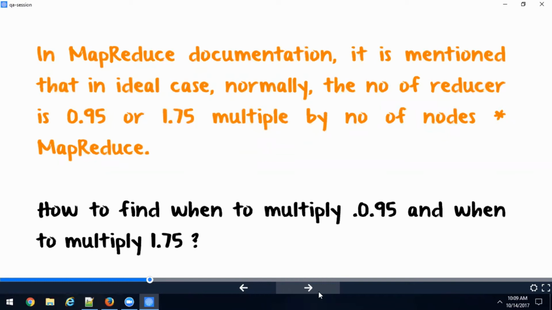Okay, first of all, let me explain the question first. The question here is basically how do I determine the number of reducers I need for my MapReduce job? That is the simple question here, okay?